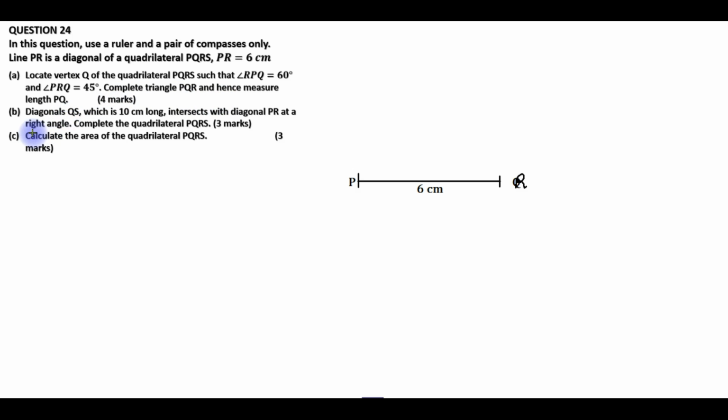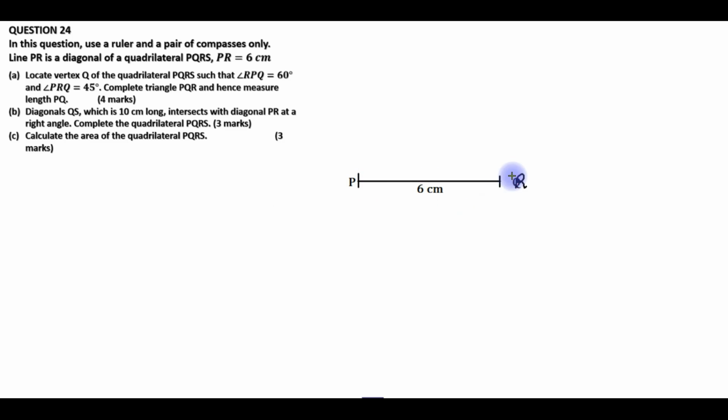Then we complete triangle PQR and measure PQ. Then part B: diagonal QS, which is 10 centimeters, intersects with diagonal PR at right angle. Complete the quadrilateral PQRS. Then calculate the area of the quadrilateral PQRS. So from here, we have already been given the length PR, which is 6 centimeters.